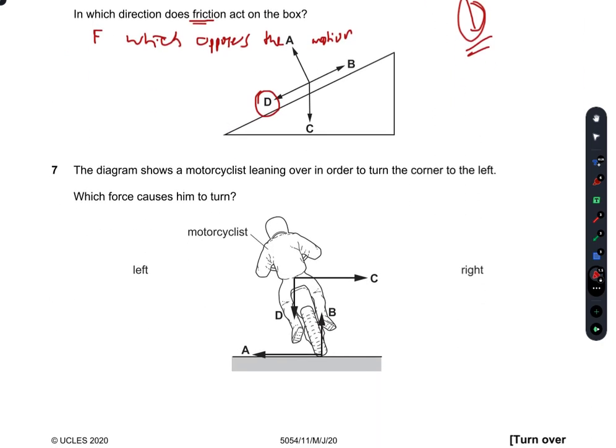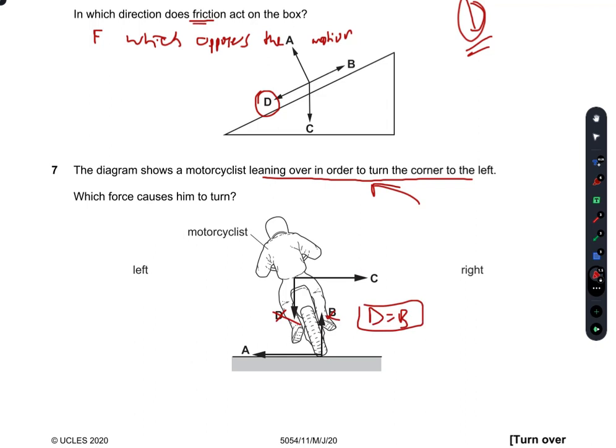The diagram shows a motorcyclist leaning over in order to turn the corner to the left. So it tries to move in this direction. Which force causes him to turn? So D and B here, I mean the weight of the body, the weight of this motorcyclist. D is equal to B. D and B are cancelled, which means he will not move.